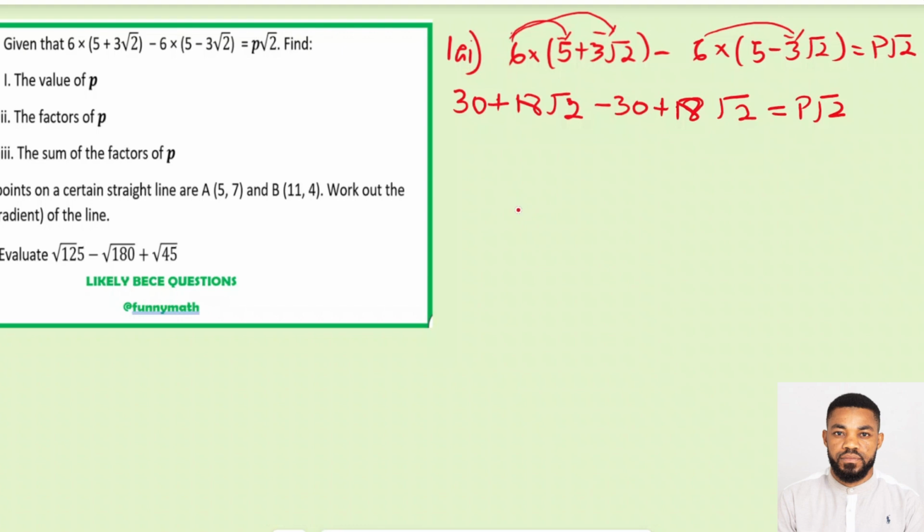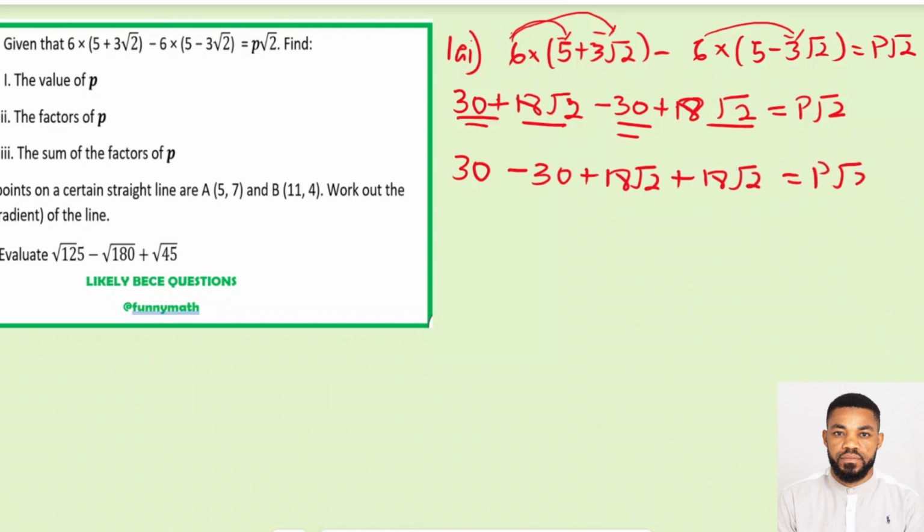At this point, we can group like terms. This 30 and that 30 are like terms. So we have 30, this is minus, so minus 30. We come to these ones. So we're going to get plus 18 root 2 plus another 18 root 2, and that is equal to p root 2. And we know that 30 minus 30 is going to be 0. So this one will erase this one. So we have 18 root 2 plus 18 root 2.